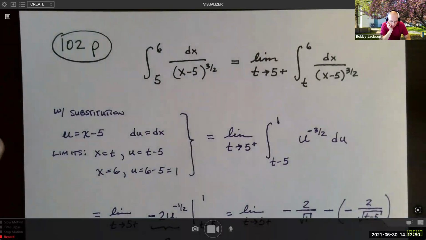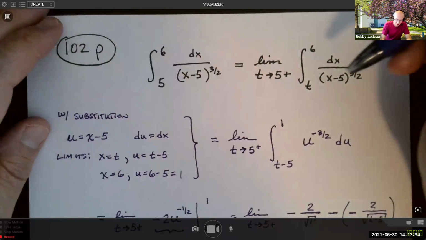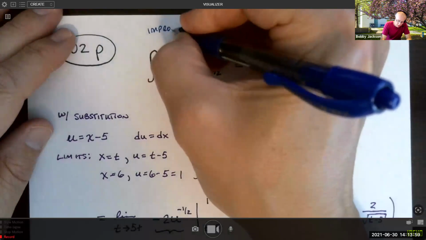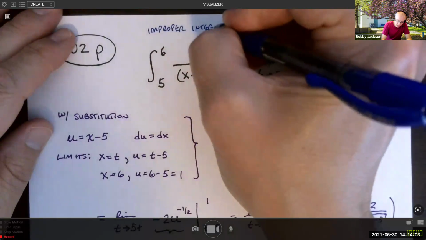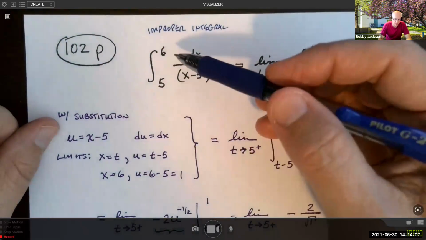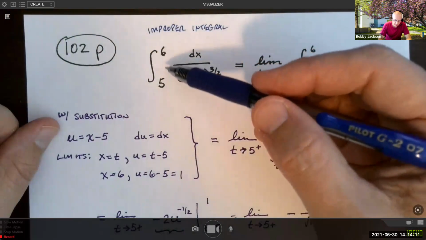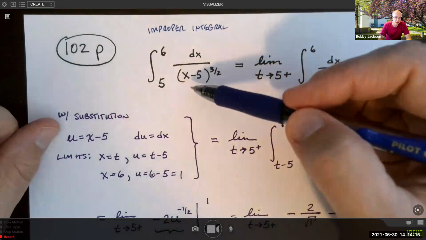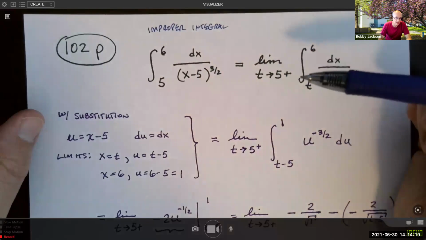So let's look at 102p. This is an improper integral, and there are two types of improper integrals. One type is where we have limits of integration that are infinite, and you can see that is not the case here because we have finite limits from 5 to 6. The other type is when we have an infinite discontinuity, or basically a vertical asymptote.